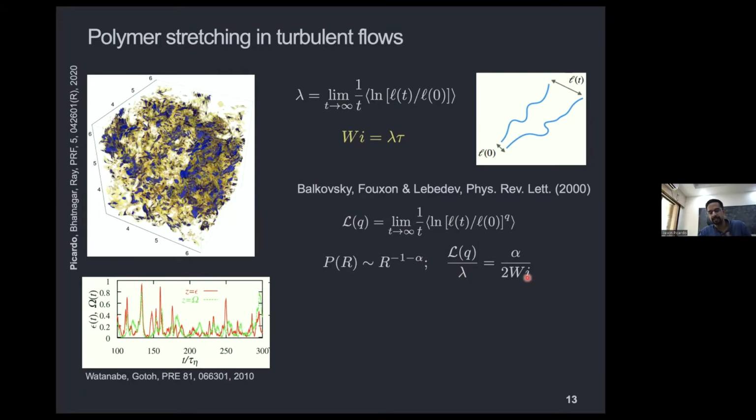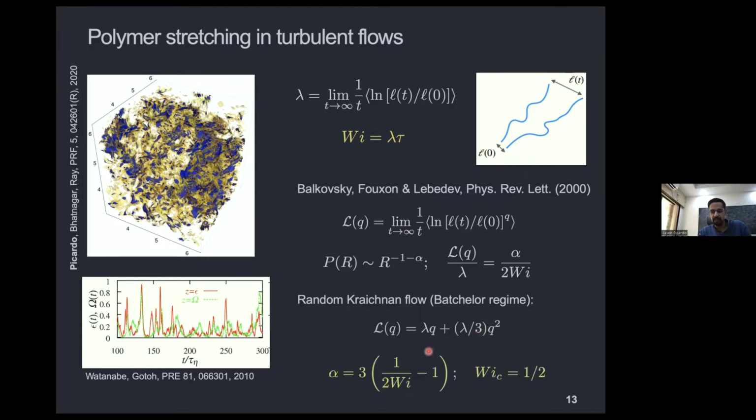Now, to make this more concrete, we can take an example of a random flow, which is a simple model for turbulence, which is just a random Kraichnan flow in the Batchelor regime. So it's a Gaussian gradient that is incompressible and isotropic. And for that particular flow, the generalized Lyapunov exponents have this quadratic relation where lambda is just the Lyapunov exponent, and 3 corresponds to the spatial dimension. And then you can show that this exponent alpha has this simple relationship for this Kraichnan flow.